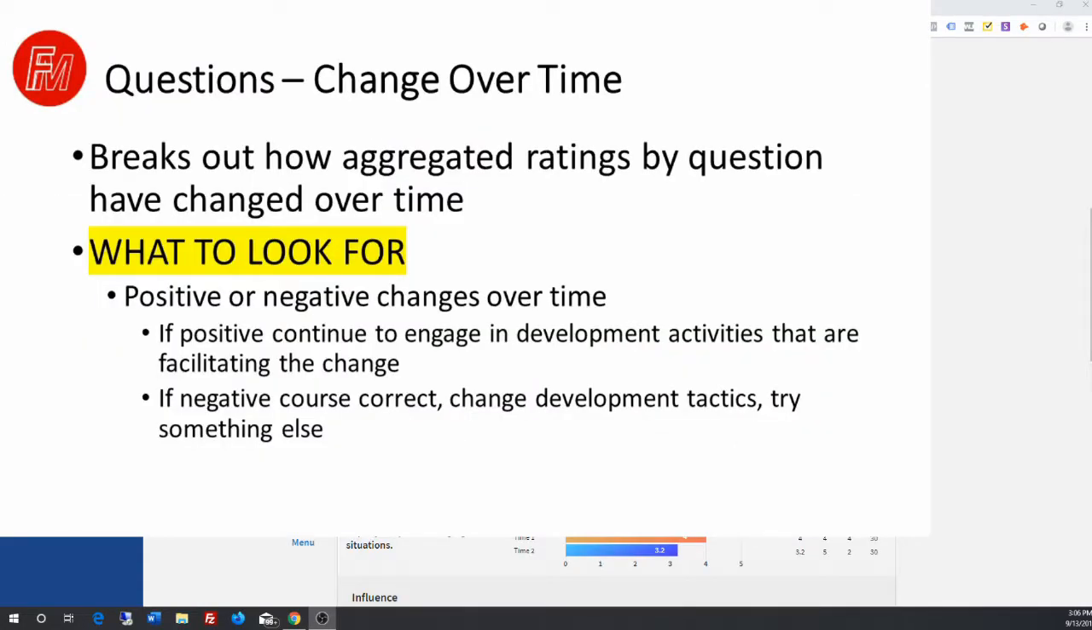So the next section we're going to talk about is questions change over time. Very similar to the previous section we just discussed. The only difference is this breaks out how the aggregated ratings by question have changed over time. So once again, what do you want to look for? Positive or negative changes. Positive changes are indicating that things are working. Negative changes are indicating that maybe you need to course correct and try something new.